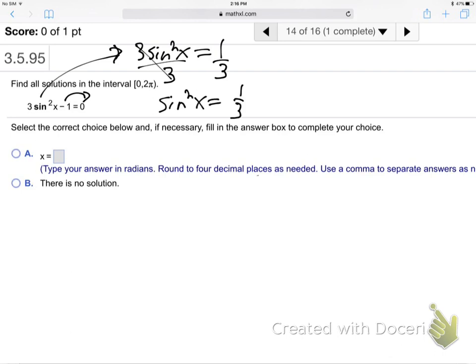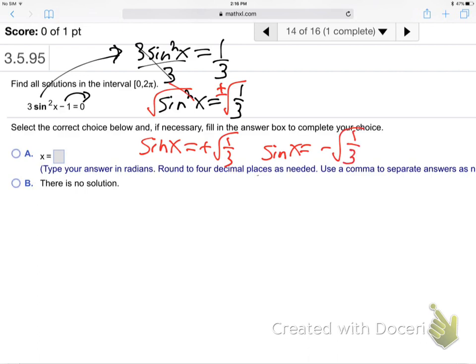And then what do we do? We put a root over and plus or minus. So this cancels, and I get sine of x is plus root of 1/3, and sine of x is minus root 1/3. Two separate answers.